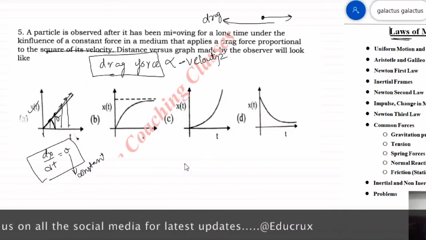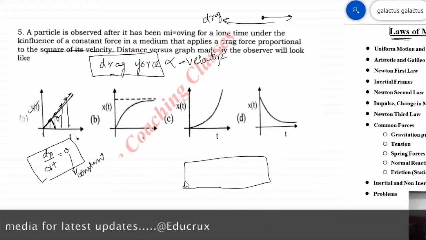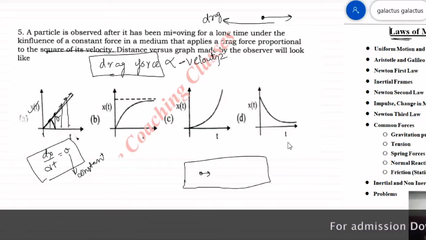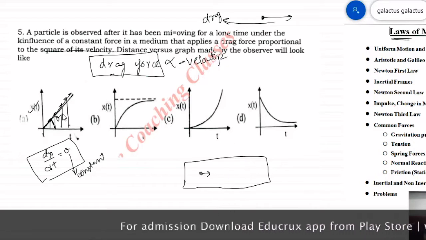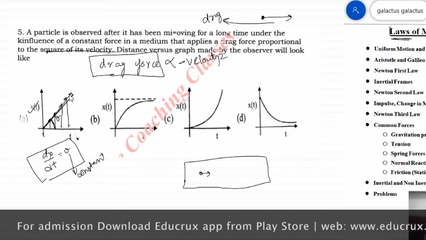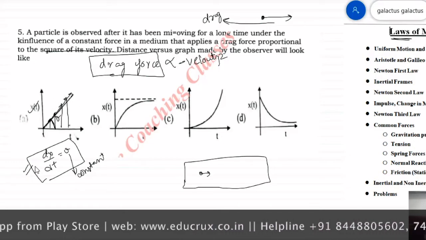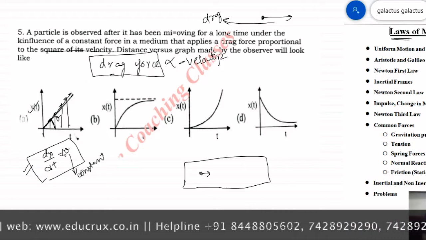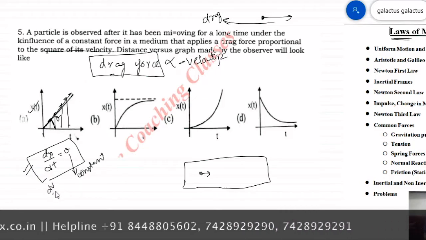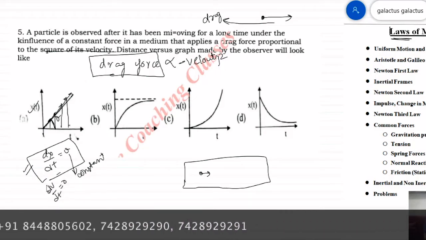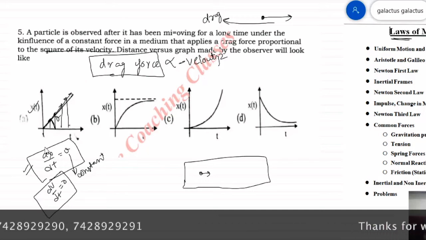When a body travels in a medium where it experiences a drag, surely its velocity will decrease with time, because the drag force opposes the motion and the velocity of the particle will decrease. So surely this cannot be the case. So answer A is not right. Also, if we have a constant velocity, then dv by dt is equal to 0. This is the acceleration of the body.